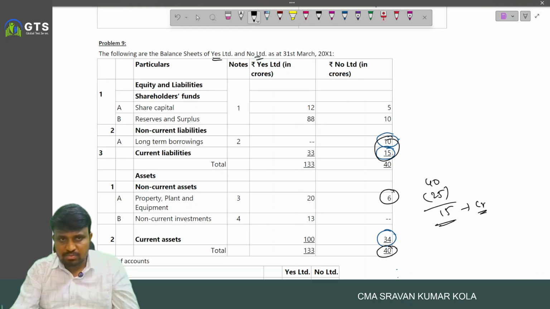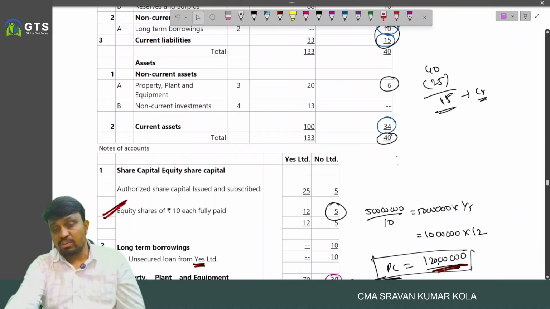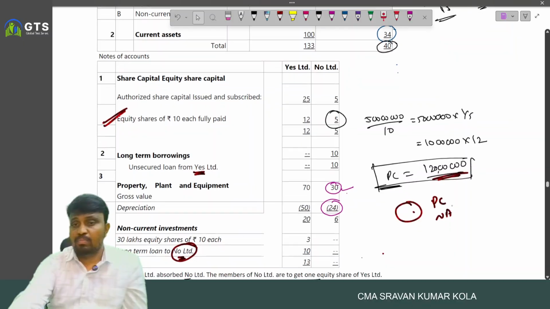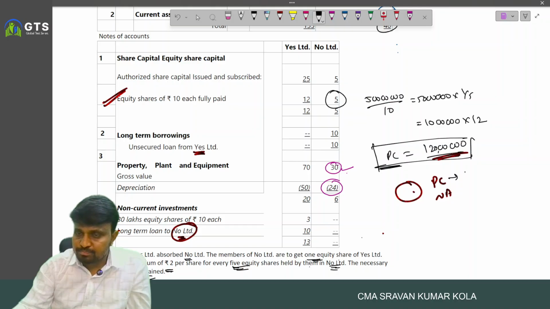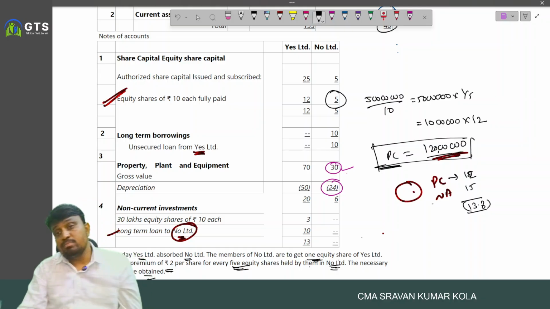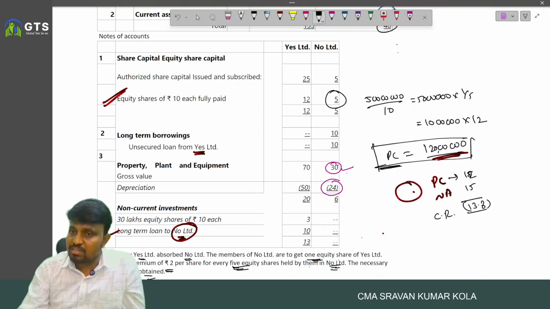40 minus 15. So how much amount? 15 crore. This is the net asset. But what is the PC there? 1 crore 20 lakhs. So here PC is 1 crore 20 lakh. Net assets is 15. And the difference is 13.8. PC is less, so negative. So it is a capital reserve.